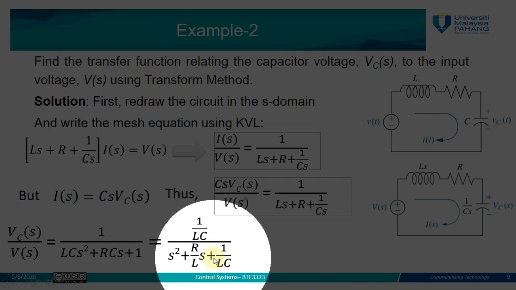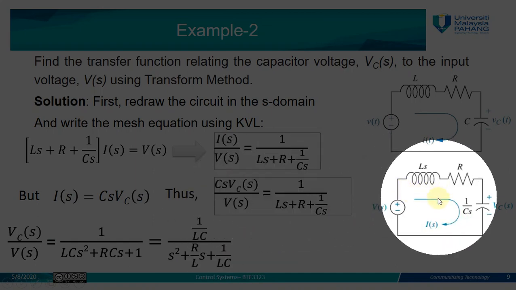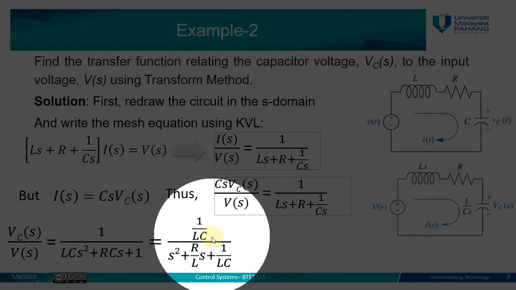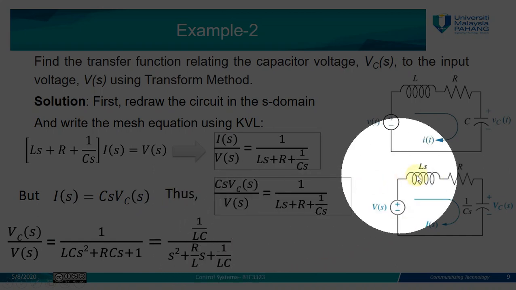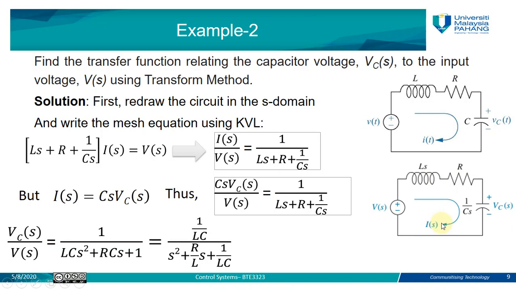Okay, so the transfer function can be found by two methods: one using the differential equation and one using the transform method directly. Actually, the difference in the number of steps between both methods will be clear when you have multiple loops or multiple nodes. For this single loop, maybe the number of steps is close or maybe the same. But if you have more loops, it will be difficult to use the differential equation, and it's easy to write the equation using the transform method.